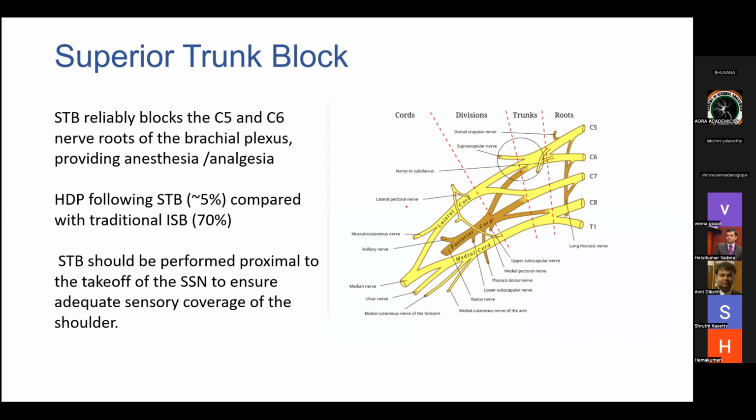In the proximal block, where C5, C6 just meet to form the superior trunk, the possibility of medial drug spread is more. So phrenic nerve involvement is a chance with the proximal block, so we prefer distal superior trunk blocks.